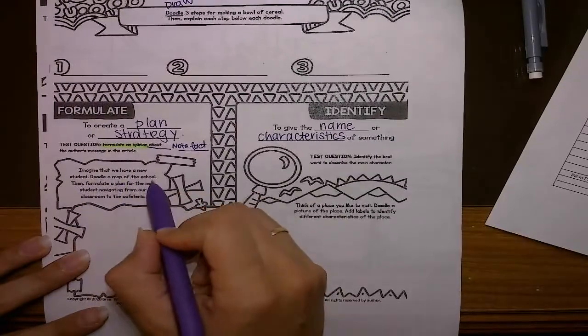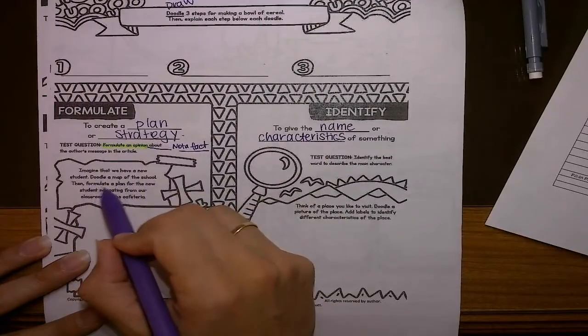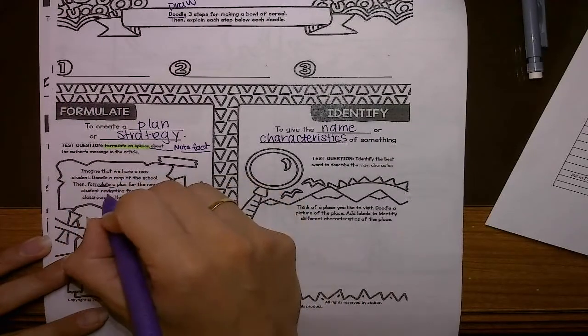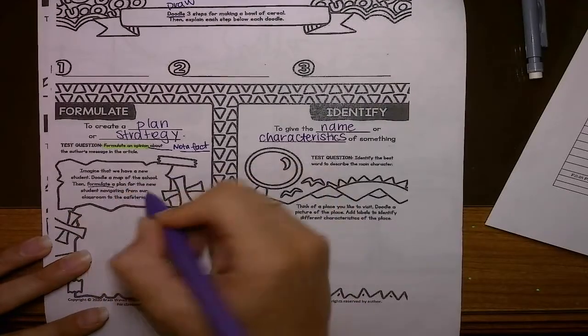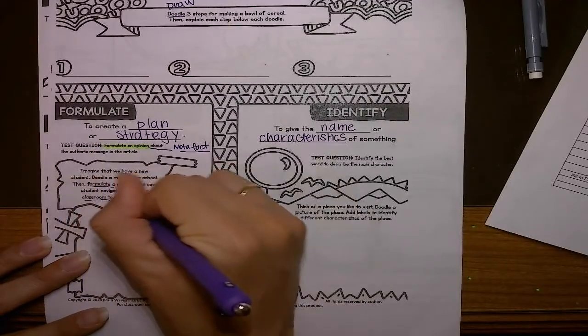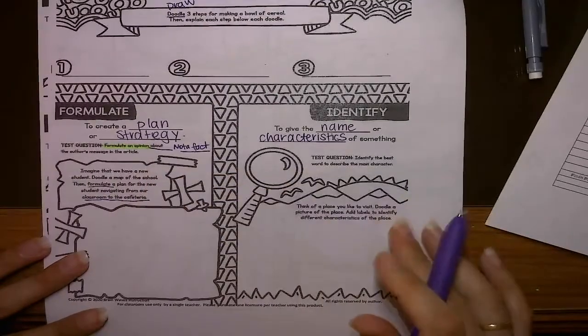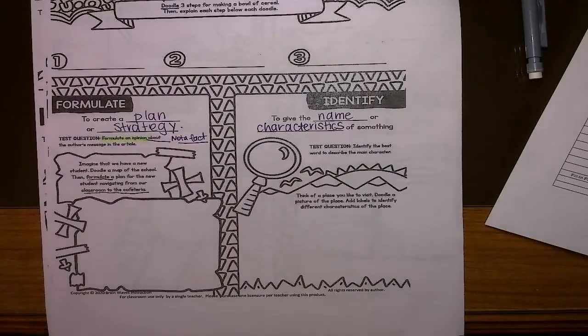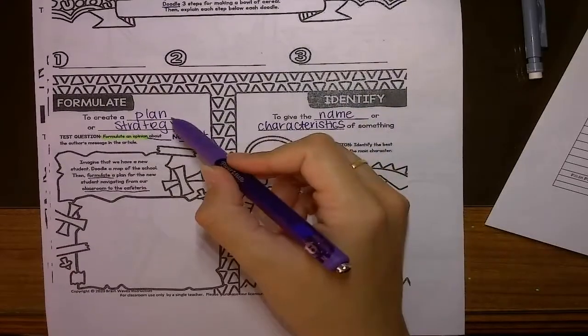Okay. Imagine that we have a new student. Doodle a map of the school. Then formulate a plan for the new student navigating. What does the word navigating mean? Finding his way around. Finding his way from our classroom to the cafeteria. So you have to come up with a little something. What would you put there? A map. A map would be good, right? So to formulate, you're making a plan.